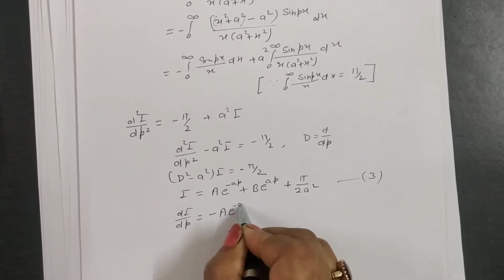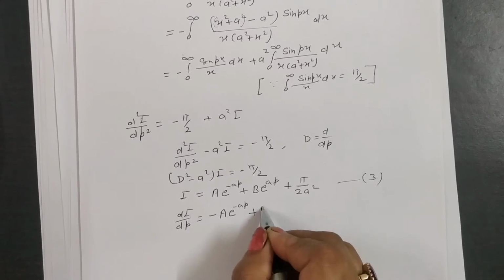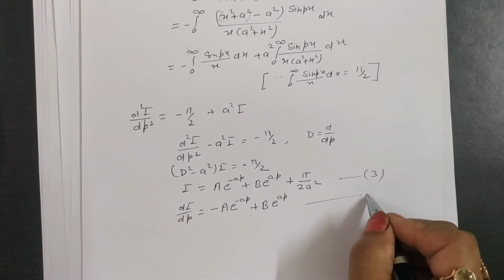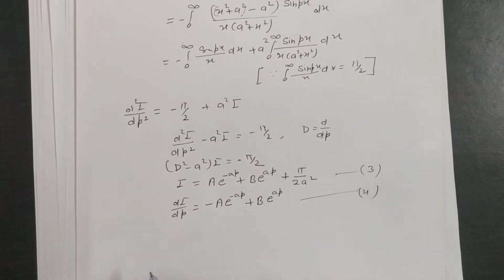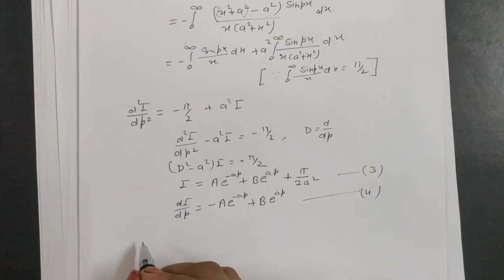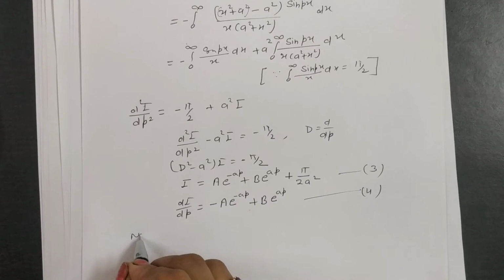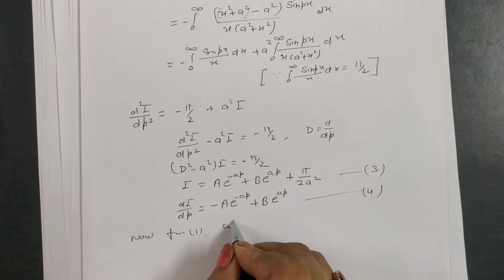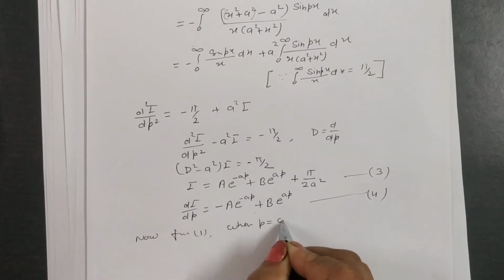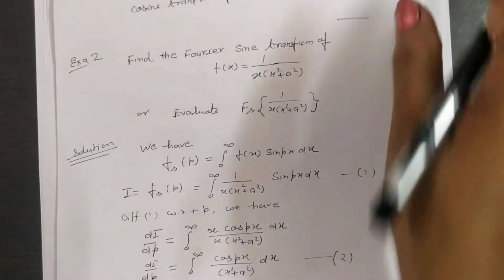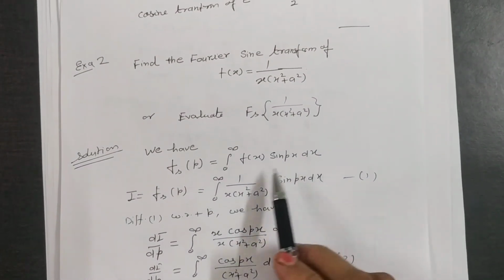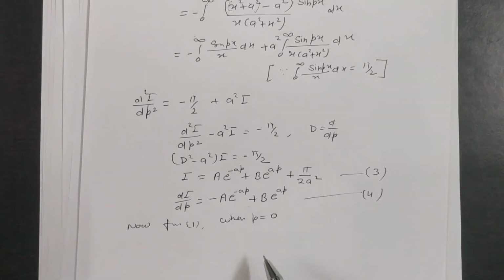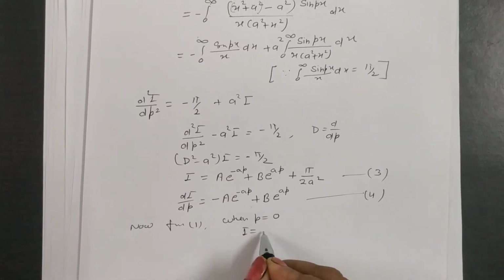Let us call this equation 4. Now, from equation 1, when p is equal to 0, if we substitute p is equal to 0, then sin 0 is 0, so you get I is equal to 0.